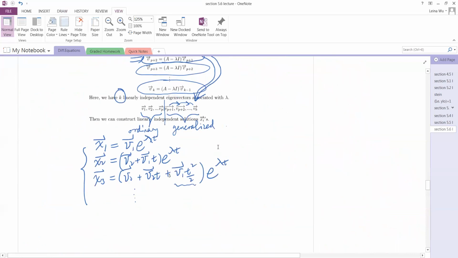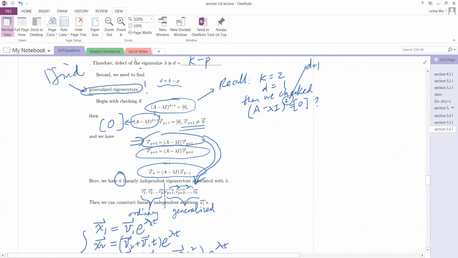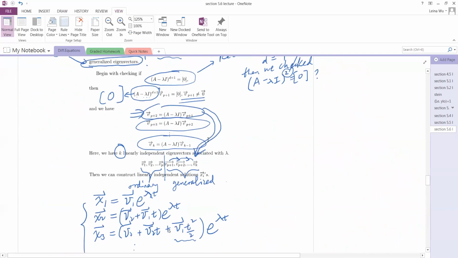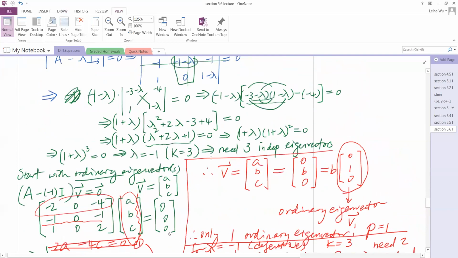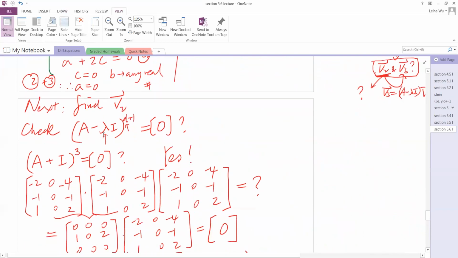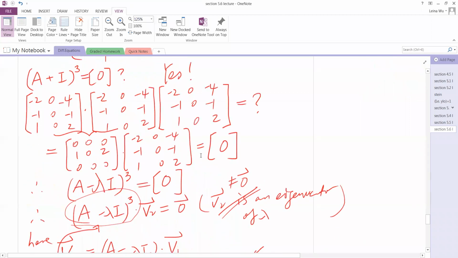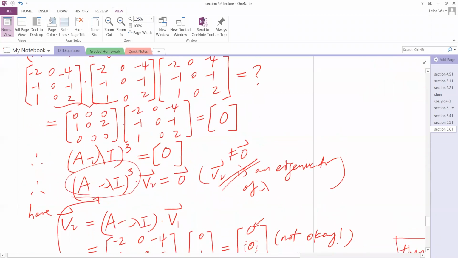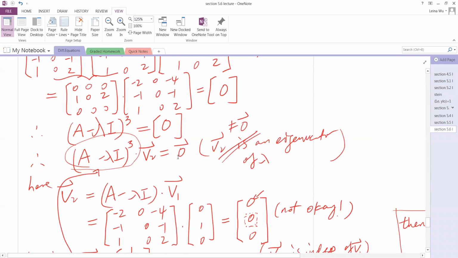So if we revisit the algorithm, it says we should start with (A - λI) raised to the D plus 1 to check if that equals the 0 matrix. So we plug our D in and plug our lambda in. Our lambda is -1, D is 2. If we plug in, we should be checking if (A + I) cubed equals 0. Our answer is yes, good. So (A - λI) to the third will be 0.